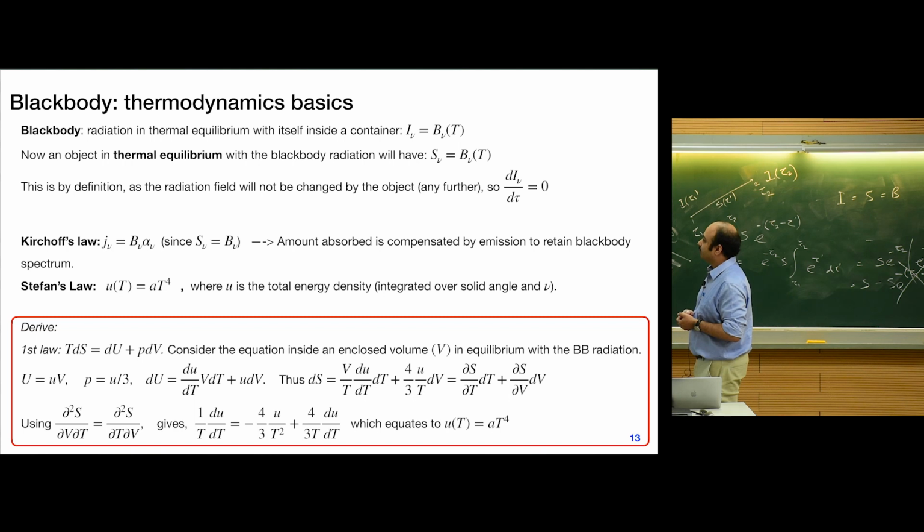So then let us go back to the definition of the radiative transfer equation. For a black body, the radiation is not changing. So no matter how much you go along the ray, if it's deep inside the system in thermal equilibrium, d I nu d tau is 0. What does that mean?